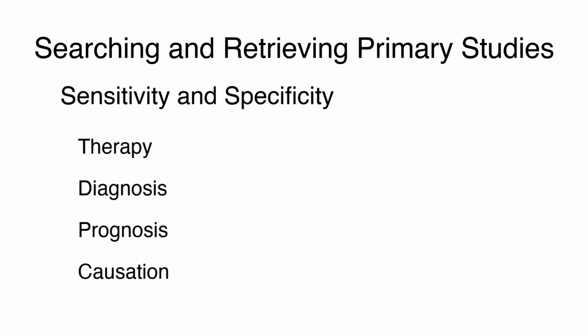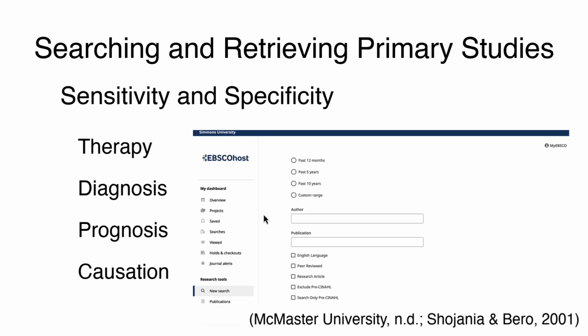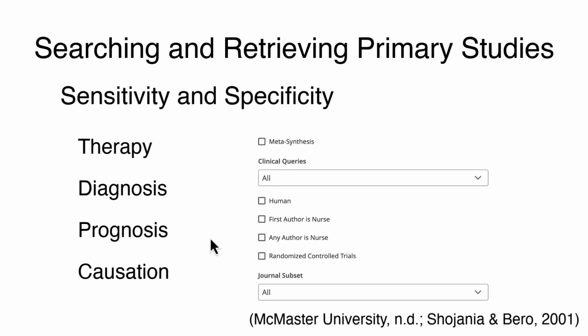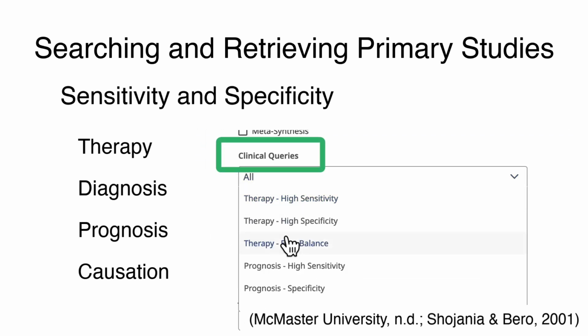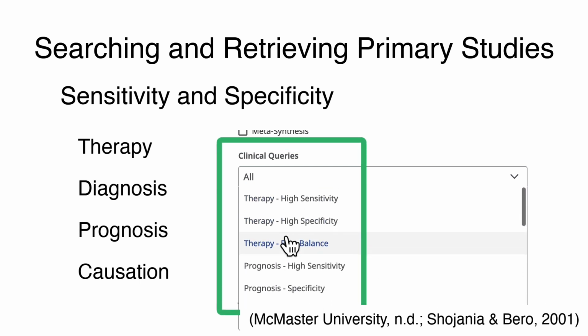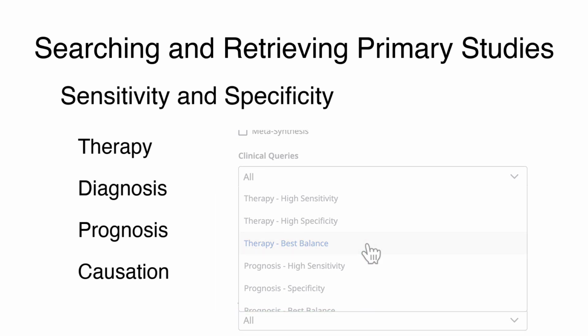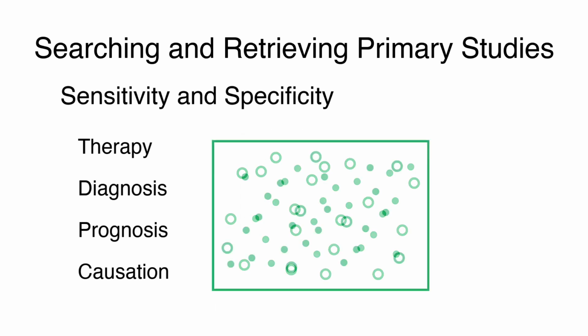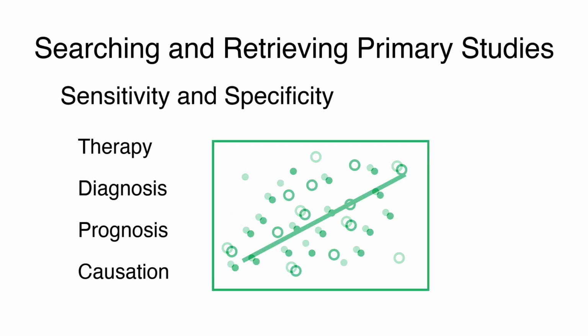The concepts of sensitivity and specificity are combined with approaches to research, such as therapy, diagnosis, prognosis, causation, and others. The databases CINAHL, Medline, and PubMed include a search feature called Clinical Queries, which was developed by Haynes and colleagues, and further utilized by the Health Information Research Unit at McMaster University. Clinical Queries divides study approaches into high sensitivity, high specificity, and best balance.